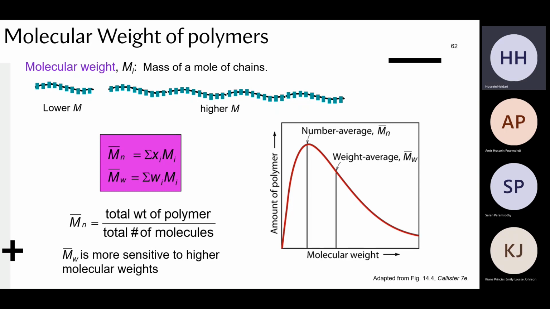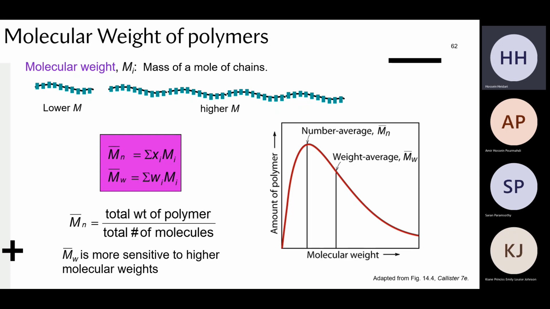So the reason is, when you're taking the number average, a small molecule has 1 vote and a large molecule also has 1 vote. So whether it's a heavy molecule or a lightweight molecule, it's equal between them. They each get 1 vote because we're counting them. We're looking at the number of molecules. So it's very much what you just said.